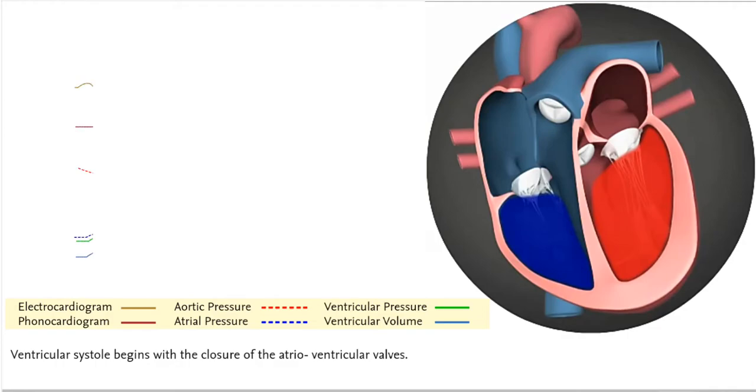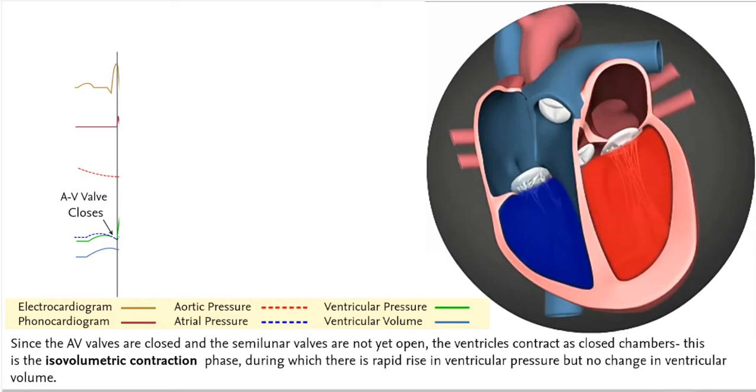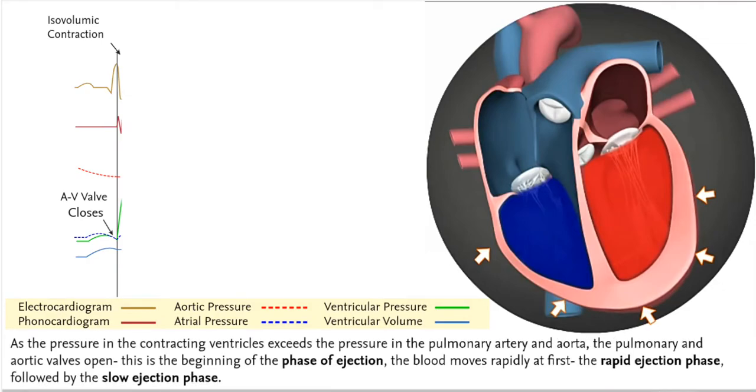Ventricular systole begins with the closure of the atrioventricular valves. Since the AV valves are closed and the semilunar valves are not yet open, the ventricles contract as closed chambers. This is the isovolumetric contraction phase, during which there is rapid rise in ventricular pressure but no change in ventricular volume.